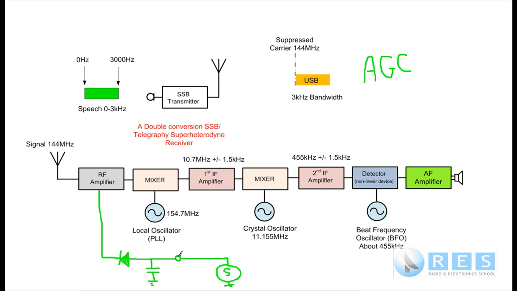So we can use that DC voltage to control the gain of the RF amplifier, and we could control the gain of both the IF amplifiers. We could either control the gain of both IF amps or the RF amp, or we could control the gain of all three. So this DC voltage, as it rises, because it's a very strong signal, reduces the gain of the RF and IF amplifiers to prevent the receiver from being overloaded, which would sound like terrible distortion in the speaker.